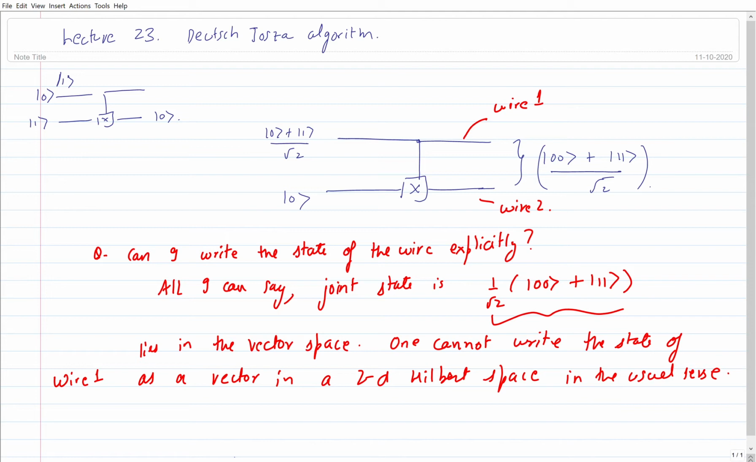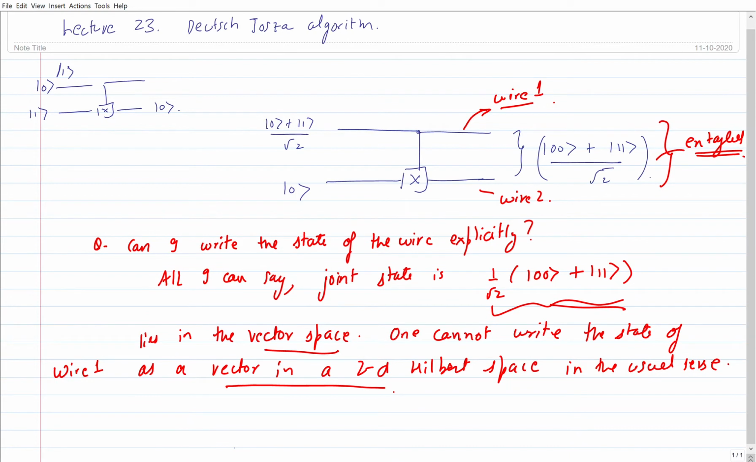And this is a subtle message of entanglement, as we have already seen. So this is an entangled state, which means that a vector in 2D space describing the state of wire 1 is not possible. So you can say that is, in a way, a way to interpret entanglement physically. What it means is that a complete description is possible for the joint state as a vector in a tensor product vector space.